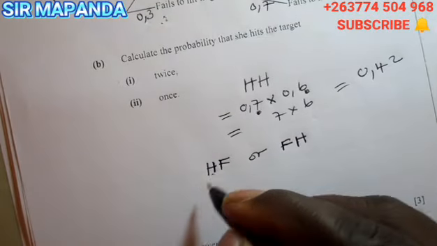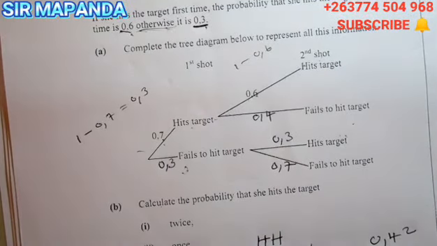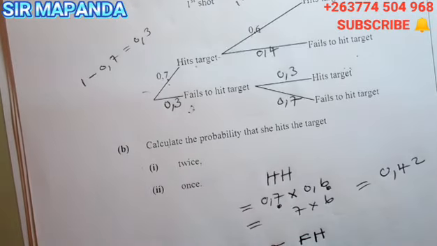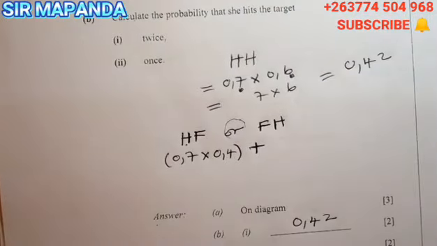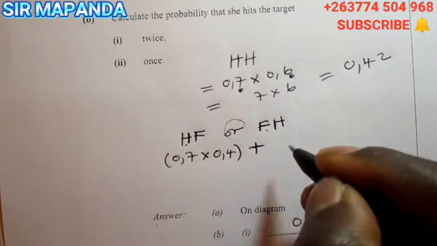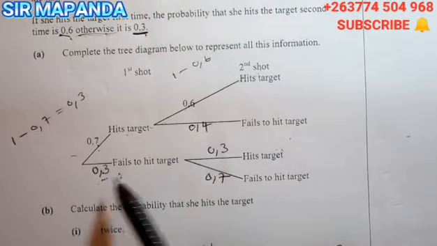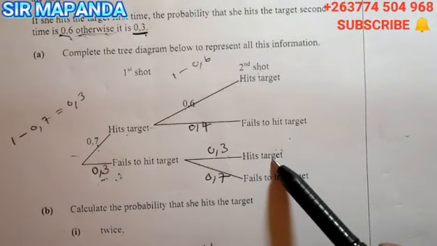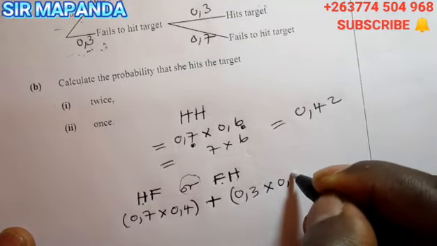So hitting first time is 0.7, this one, followed by a failure of 0.4. But in probability, whenever you see this word or, it means addition. Right? So you put plus. Failure to hit target first time is 0.3. This is the 0.3 here, followed by hitting target second time. So 0.3 is going to multiply 0.3 of hitting the target second time after failing first time. I hope you are listening, class.